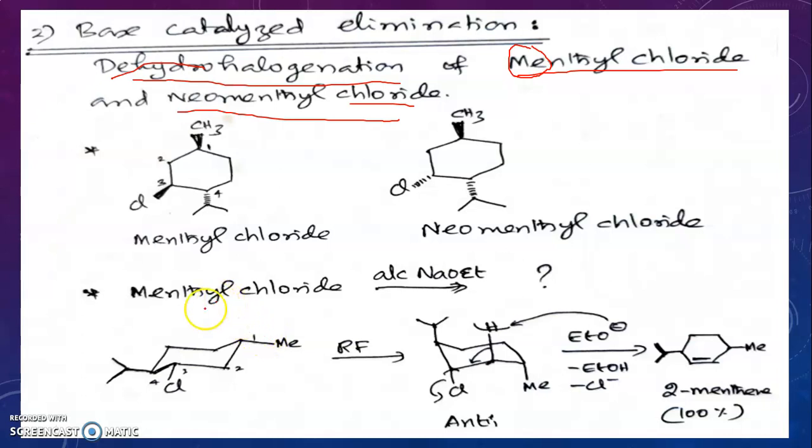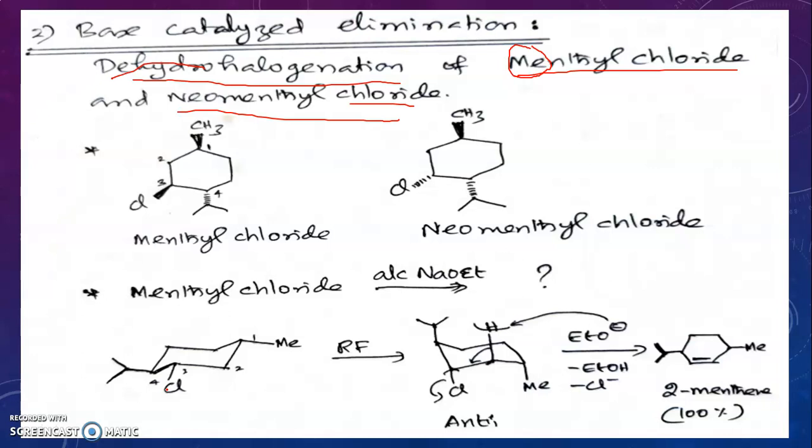Now, with respect to this isopropyl group, the adjacent chlorine is trans. This structure is very clear: one group is towards us, the other group is behind the plane. So these two are trans. 1,2 trans means both should be axial or both should be equatorial. Since we have placed the isopropyl group already in the equatorial position, the chlorine should also be in the equatorial position. Are you able to understand?